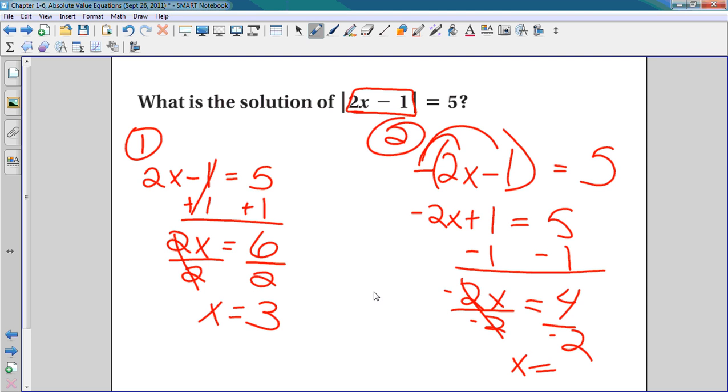I want my smartboard one. There we go. So we have two solutions. Now we have to check these. Anytime you do absolute value, you must check them. Okay, tonight for your homework, you're going to have to check them.